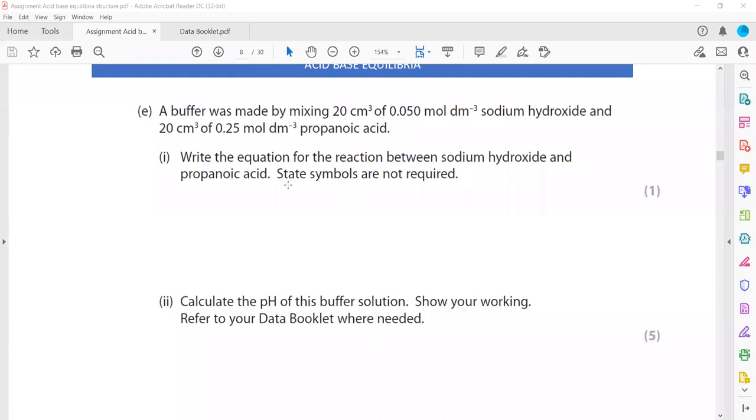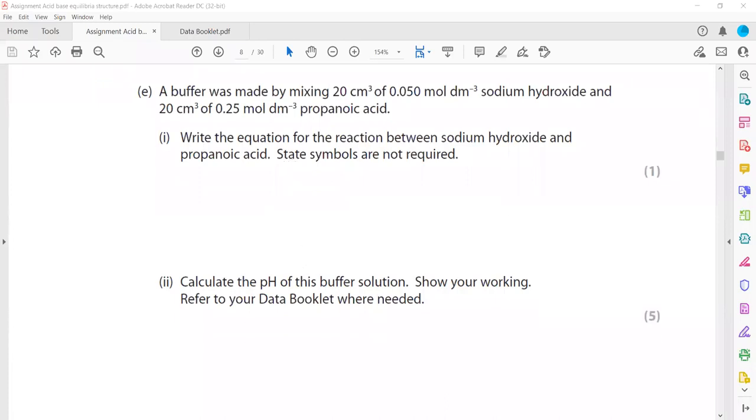Then a buffer was made by mixing 20 cm cube of 0.05 sodium hydroxide with 20 cm cube of 0.5 mole of propanoic acid. Write an equation for the reaction between sodium hydroxide and propanoic acid. The concentration of propanoic acid is more than the concentration of sodium hydroxide.